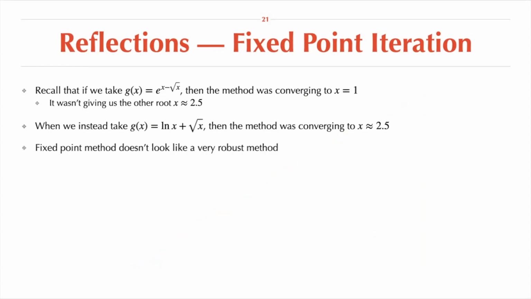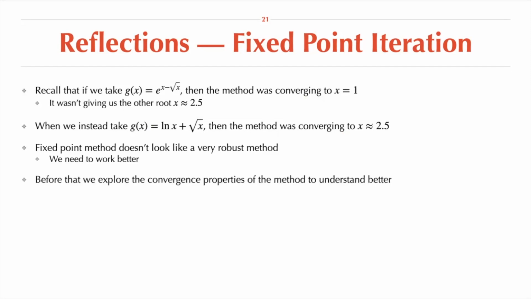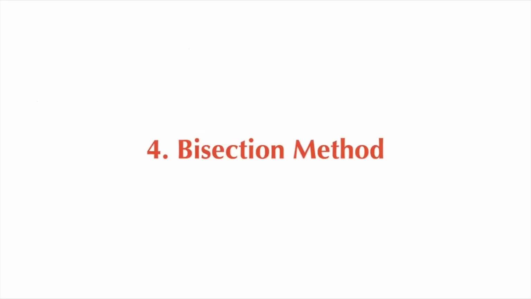Okay. So does it seem that the fixed point method is not a very robust method, because you were not able to really locate the other root as well? It depends upon the form you choose. When you choose some form, it will converge to one root. If you choose some other form, it will converge to some other root. So we need to work better. Before that, we explore the convergence properties of the method to understand it better.